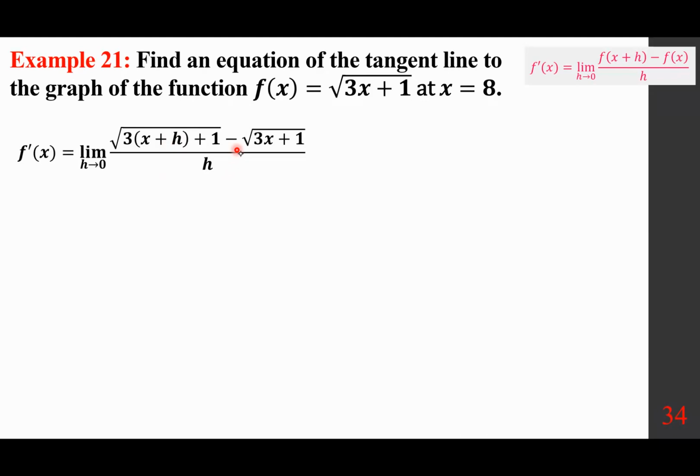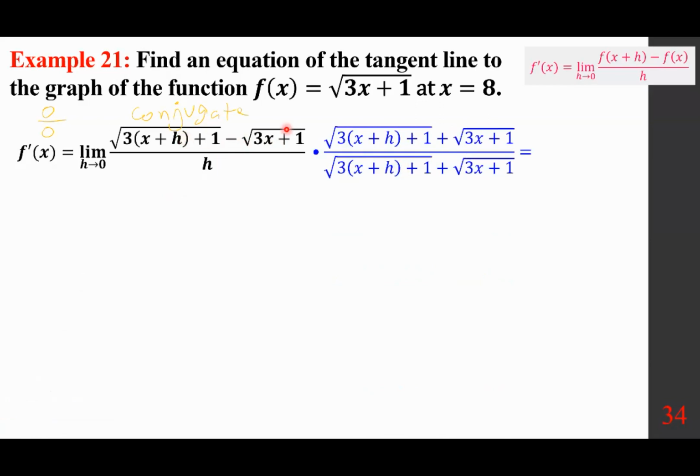So what is the technique? Anybody remember what technique we use? If we plug in, we get 0 over 0. The technique we're going to use is called what? The technique we use is called conjugate. So you change this to a plus sign, you put it at the top and the bottom. And the reason you do that is because the product of these two is a squared minus b squared.